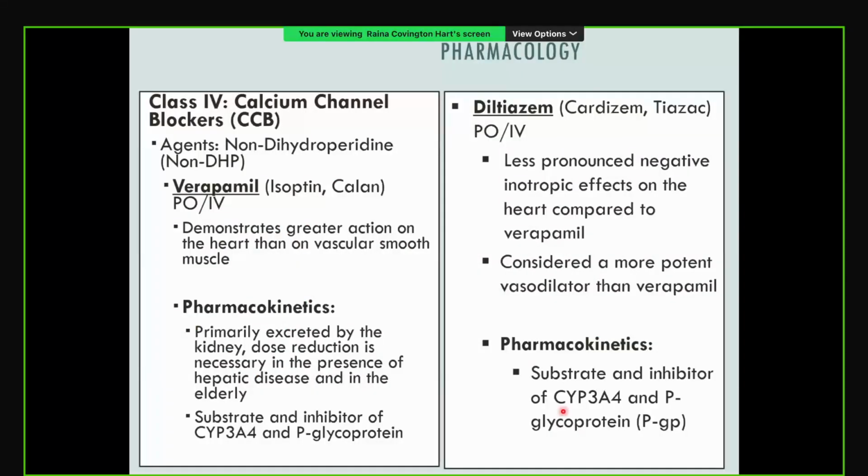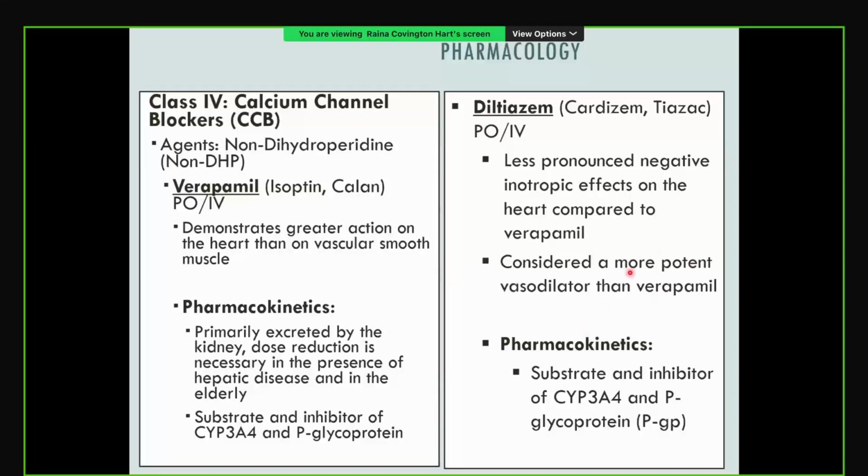Okay, so looking at our non-DHP, we said we have verapamil and we have diltiazem, right? Verap and dilt, and you'll hear people say this is dilt. This one has more of an effect on your cardiac tissue compared to your diltiazem. So that's what this is telling you, okay? These are the ones, your non-DHP, that work more on the heart and less on the vasculature. It's not saying that it doesn't work on the vasculature, just not as much, okay? Has lesser effects. When you look at your PK, right, renal excretion, if there is some type of hepatic or renal issue, we will have to dose adjust.